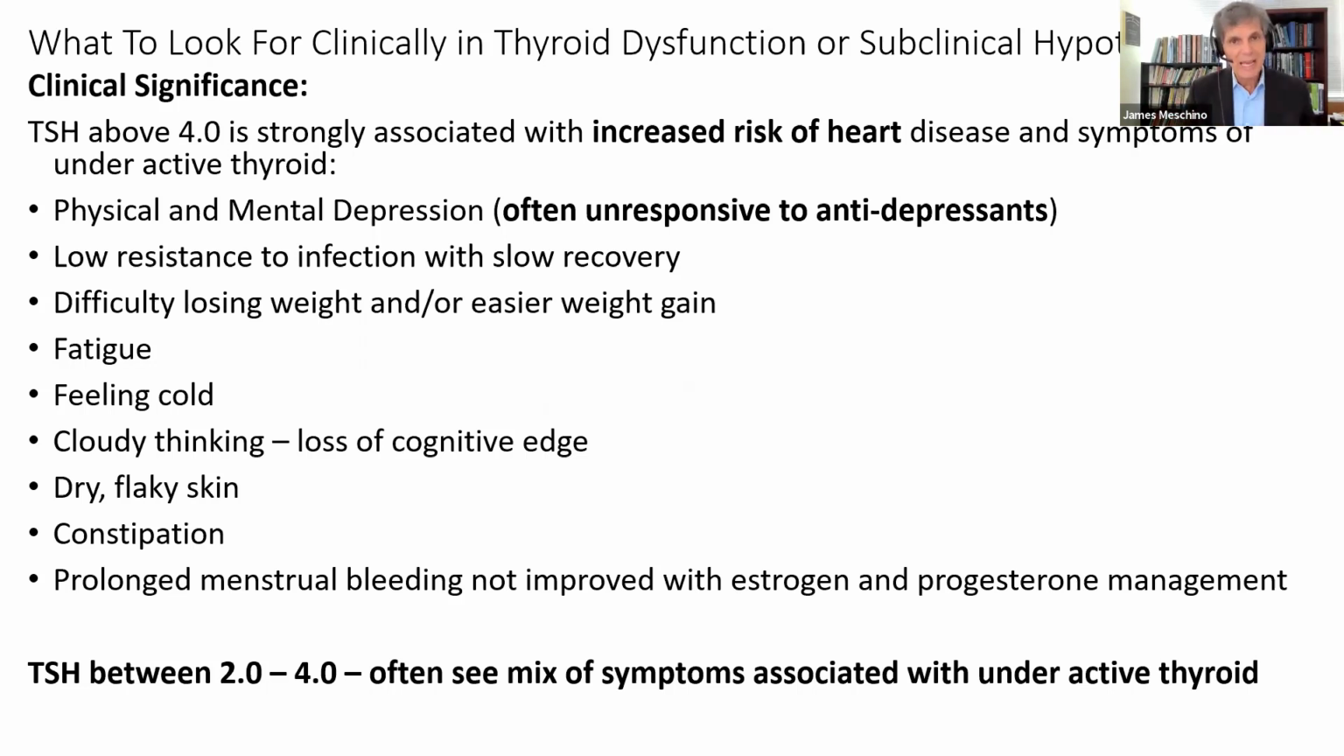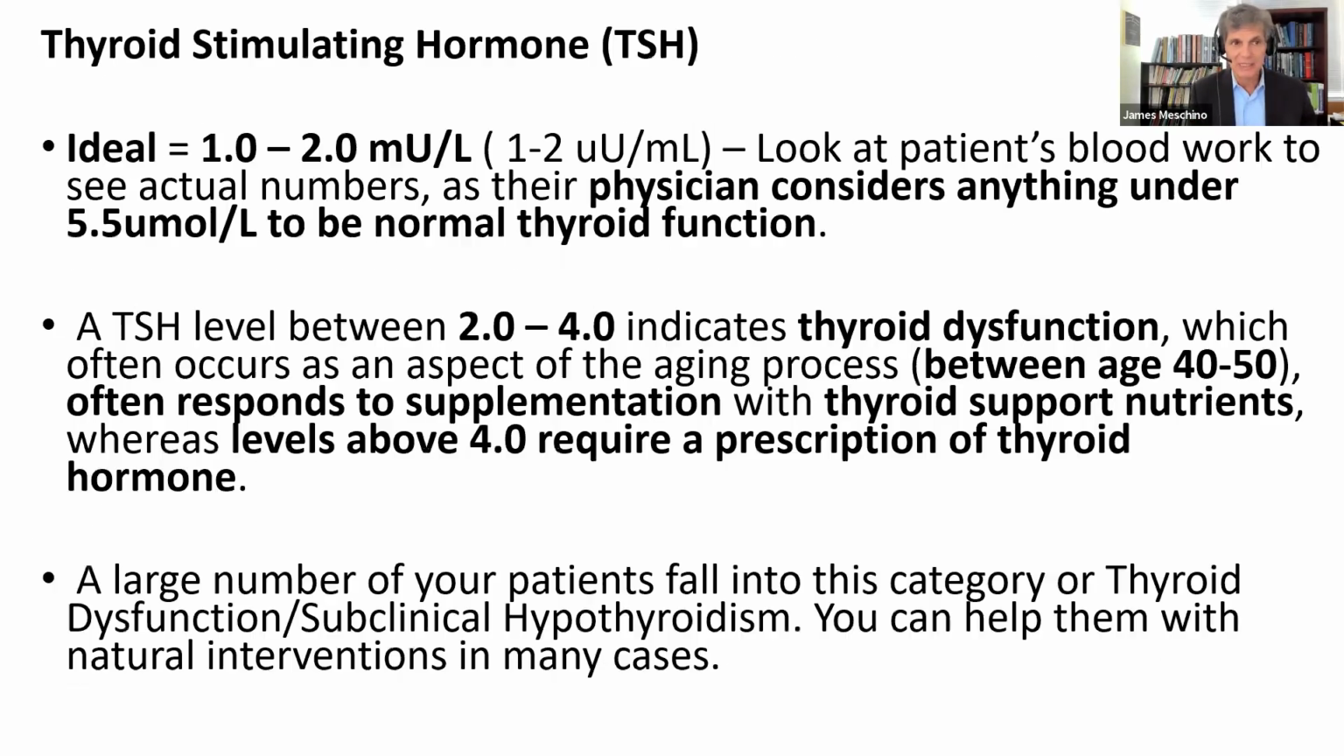When you see this pattern, you start thinking this could be subclinical thyroid dysfunction or thyroid dysfunction, where the TSH blood level is anywhere from 2 to 5.5, where doctors are reluctant to make a diagnosis of underactive thyroid. When the TSH level is between 2 and 4, then you might get some mix of these symptoms. And this is where certain supplements can be highly advantageous in many situations.